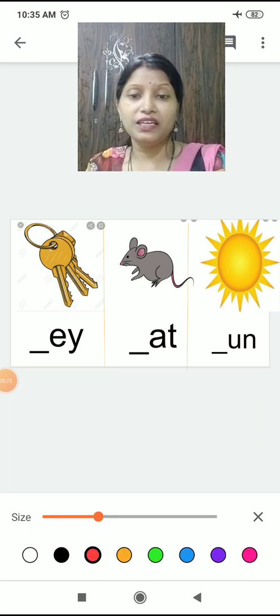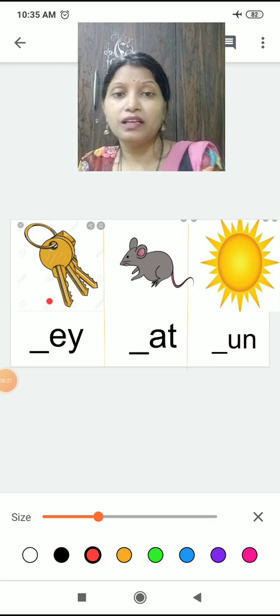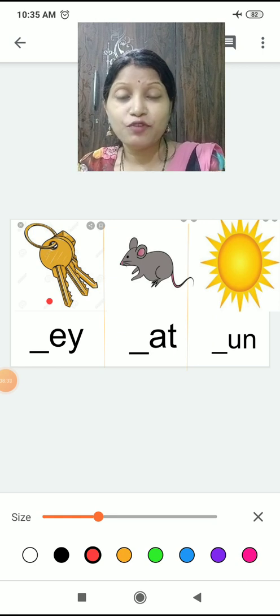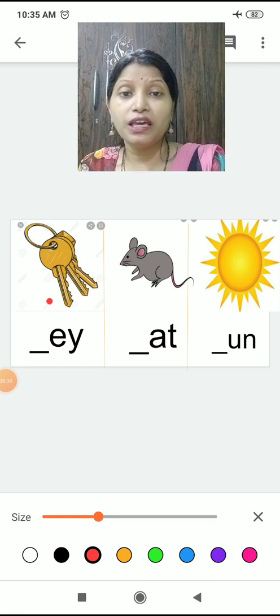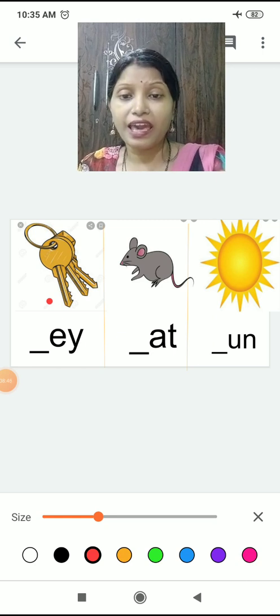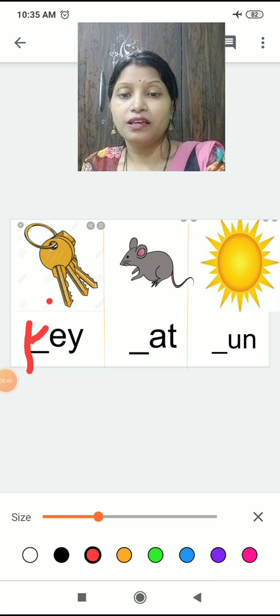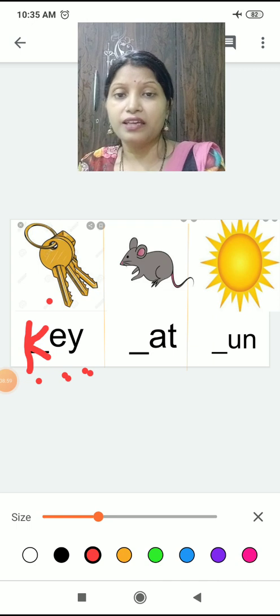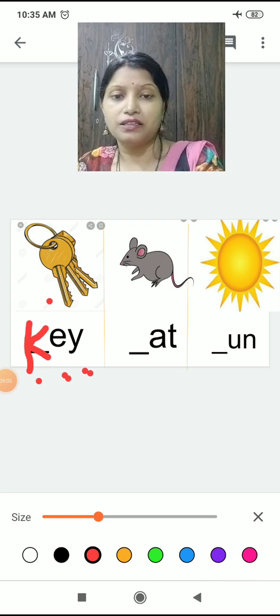Okay, read with me. What is it, children? Key. What is this? Key. Yes, we open the lock with it, right? It is key. Okay, so key. Yes, it has a sound of K. So which alphabet we are going to write here? K. K E Y. Key. Okay.